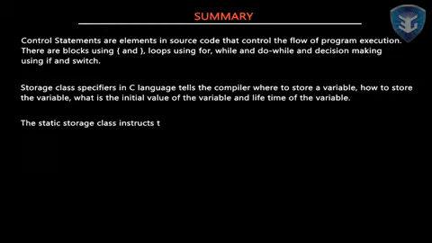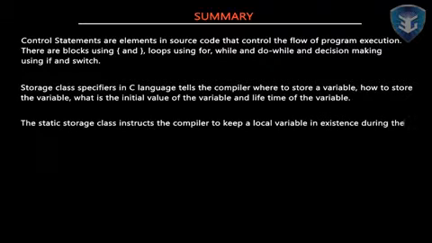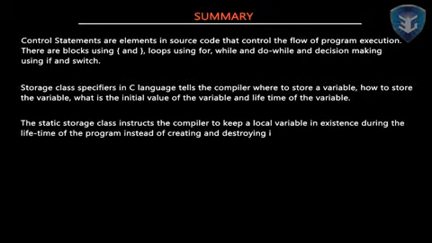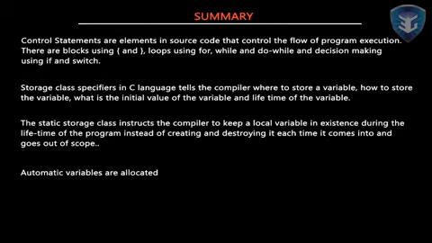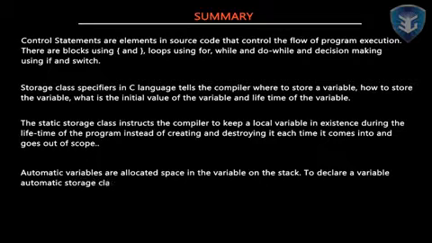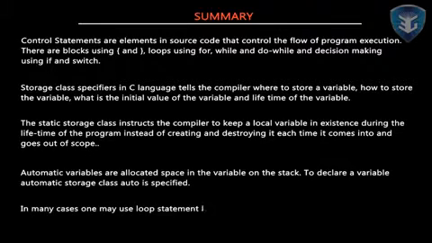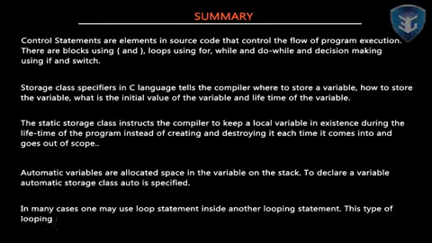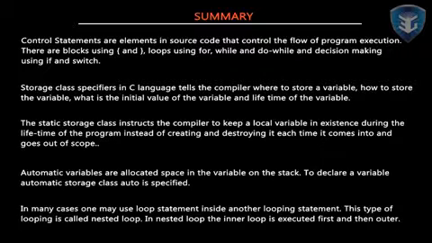The static storage class instructs the compiler to keep a local variable in existence during the lifetime of the program, instead of creating and destroying it each time it comes into and goes out of scope. Automatic variables are allocated space on the stack. To declare a variable with automatic storage class, auto is specified. In many cases, one may use a loop statement inside another looping statement. This type of looping is called nested loop. In nested loop, the inner loop is executed first and then the outer.